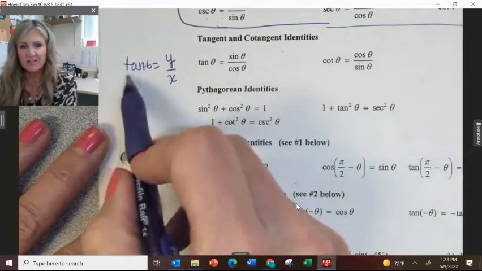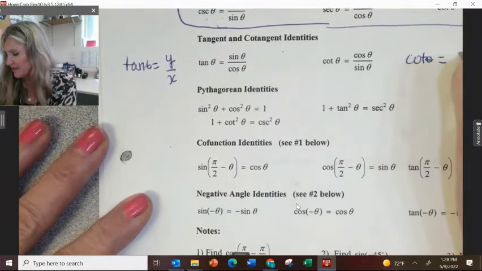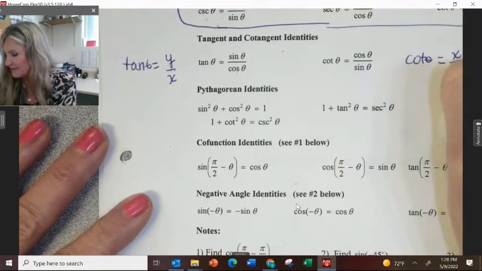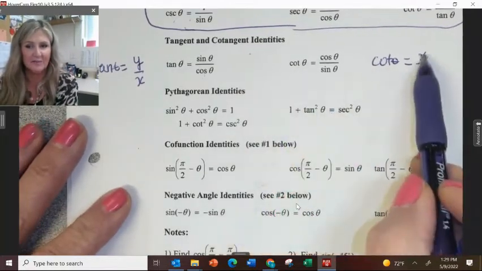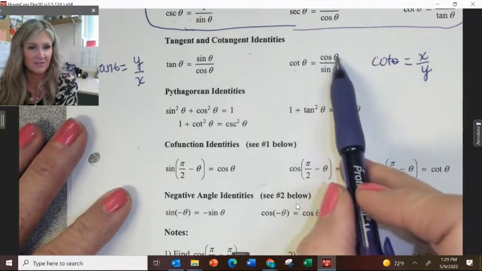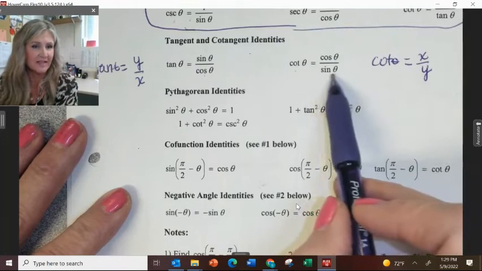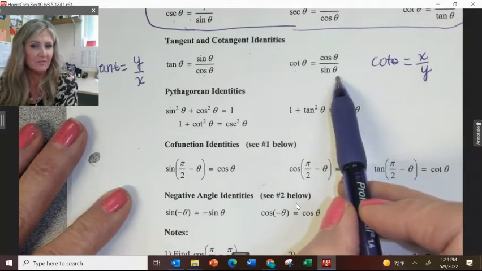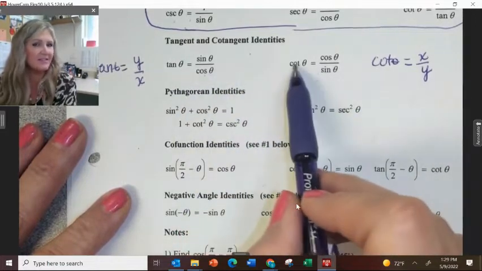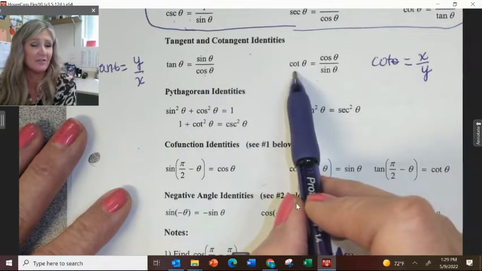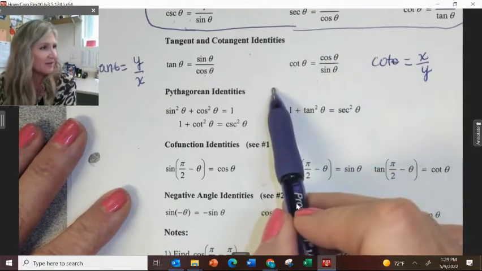So cotangent is the reciprocal of tangent. So what's cotangent theta? X over y. And so therefore, cotangent is going to have to be x, which is the same as the cosine of theta on the unit circle, over y, which is the same as the sine of theta on the unit circle. Sometimes people have trouble with these. They kind of get them mixed up. I just always think cotangent has cosine on the top. It just kind of helps you to remember it.